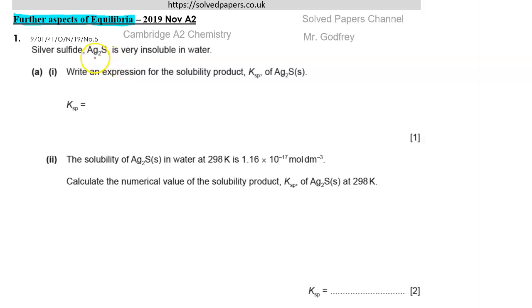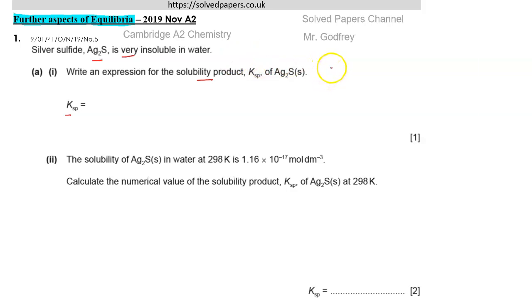Silver sulfide. This one is very insoluble in water. The words here are very insoluble in water. Write an expression for the solubility product Ksp of silver sulfide. Of course, to write this, you need to write the ionic equation of dissolving silver sulfide in water.